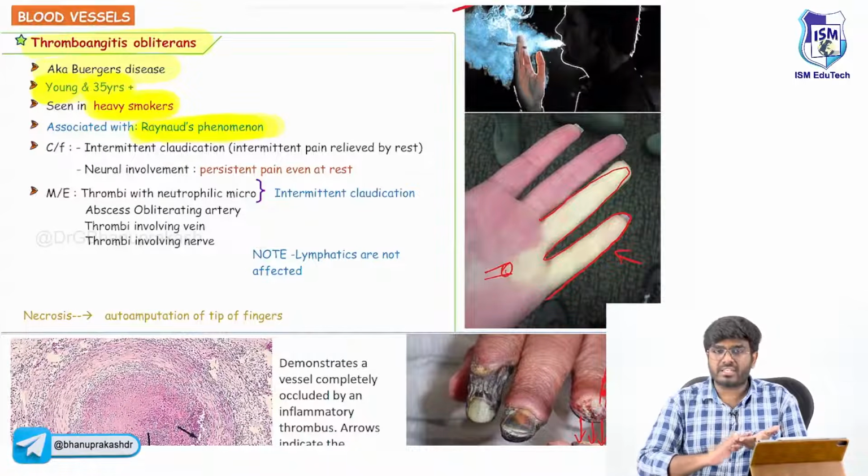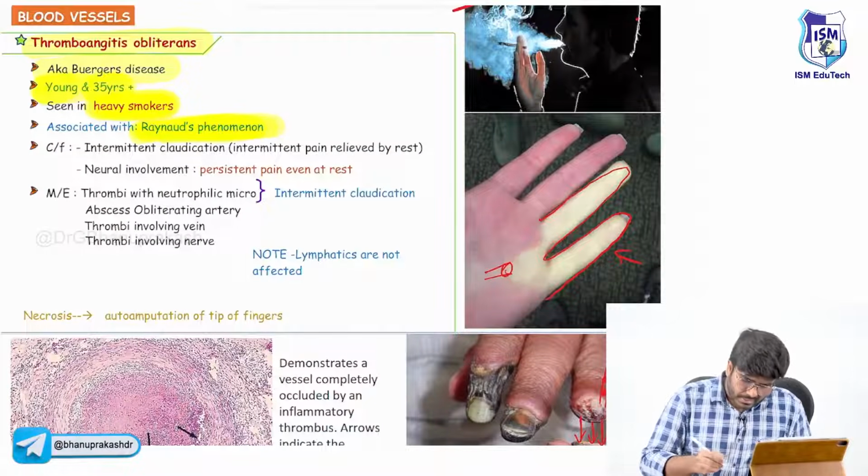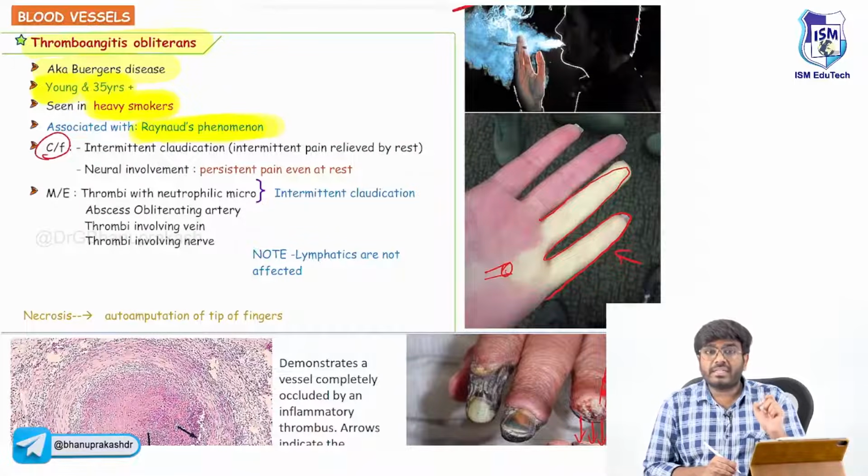To that area, the blood supply is lost, so it becomes pale. Okay, done, sir. Now, what are the clinical features? So, these patients are going to have intermittent claudication, intermittent pain because the blood supply is decreasing.